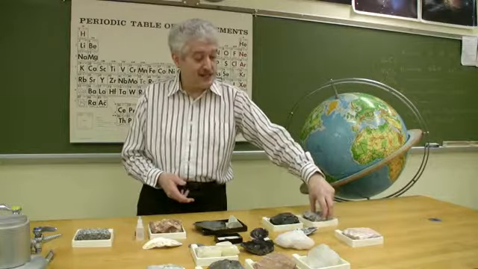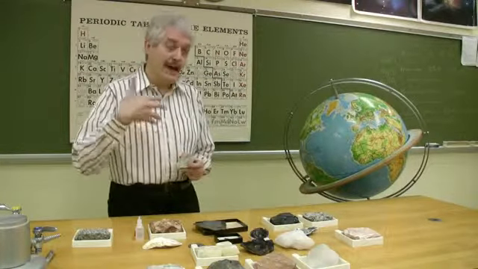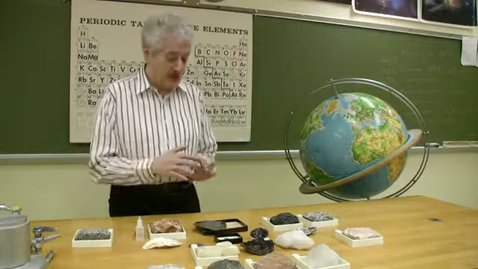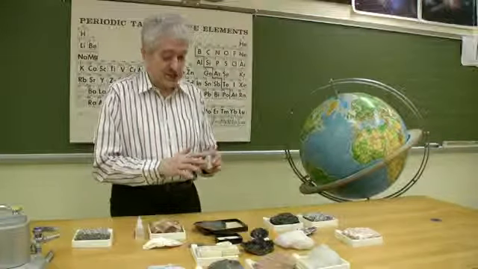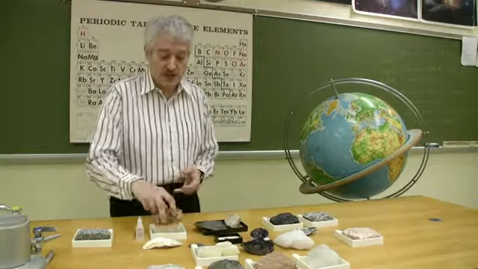The second type of rock is called sedimentary. Sedimentary rocks come from elements of pre-existing rocks, either actual particles, as in this sandstone, or sometimes they come from dissolved materials. So this is sort of nature's form of recycling.